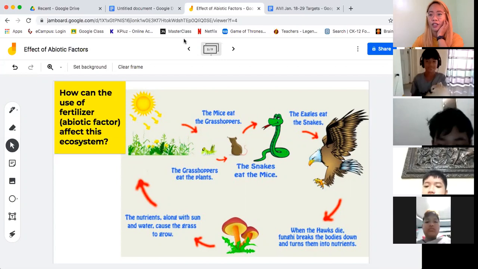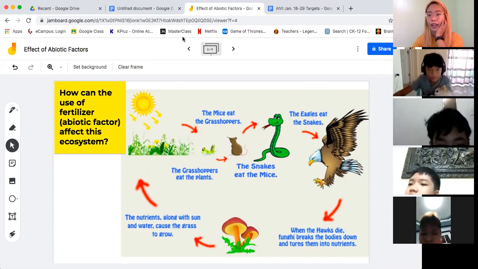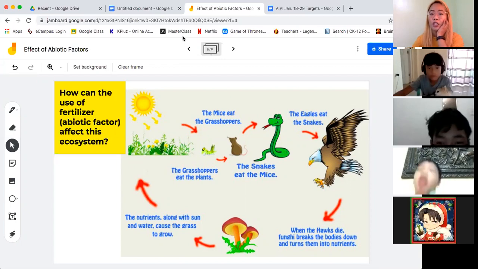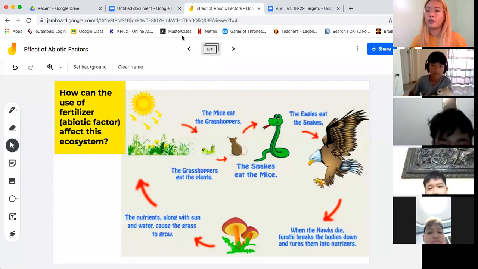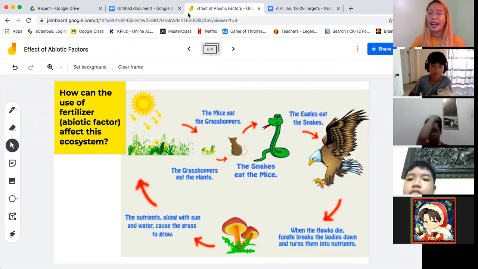Thank you din, Kuya Jared. May additional info siya on the chat box. So sabi niya, it can poison the grasshopper and the other animals in the food chain, especially if the chemical fertilizers will go to the water. It is actually passed on along the food chain.